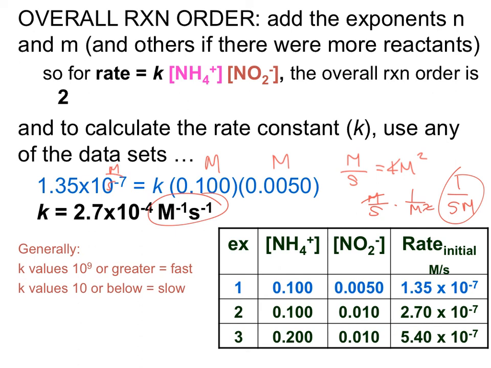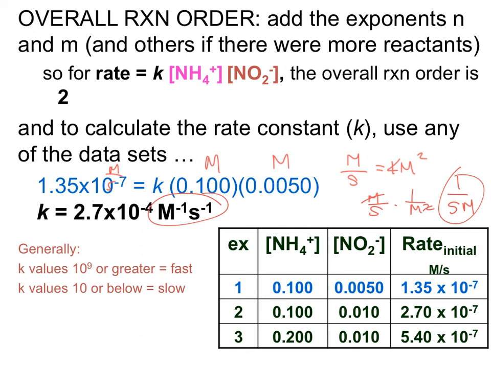So different rate constants for different ordered reactions are obviously going to have different units. You want to make sure that you're comfortable with identifying the units properly and that you're able to give the units that correspond to that specific reaction type.